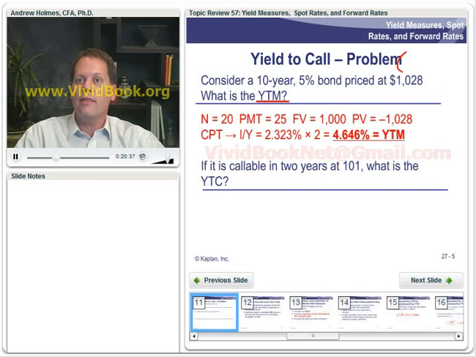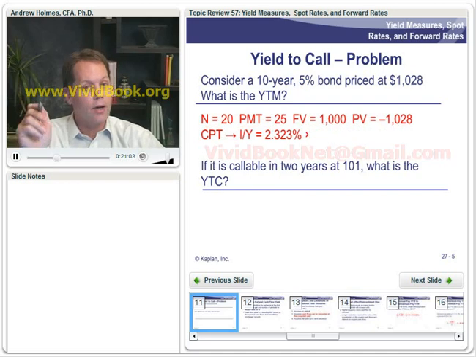But I think that the assumption of semi-annual yields is in fact the default setting here. So that's the way I would treat the problems on the exam. So N is equal to 20, the payment's equal to 25 because it's got a 5% coupon, future value of 1,000, the price of 1,028. When you do all that on your calculator, what you're going to get is a yield on your calculator of 2.323.